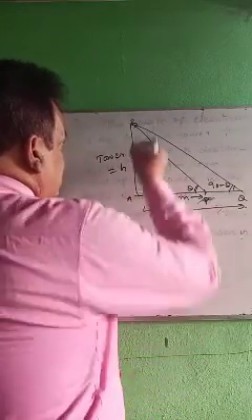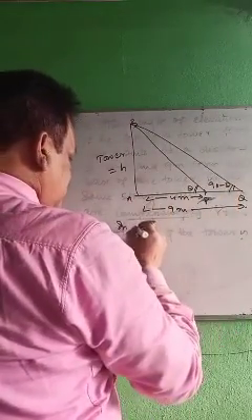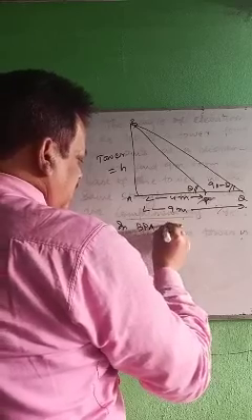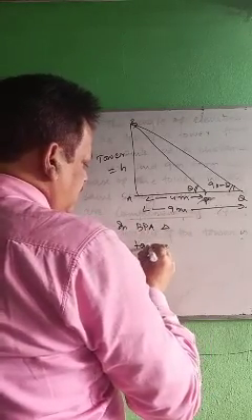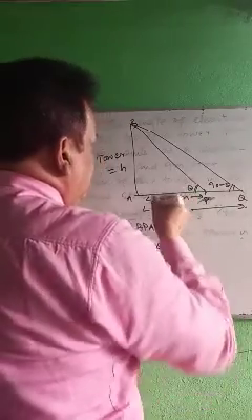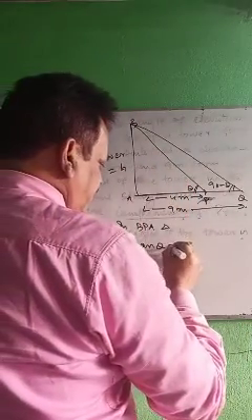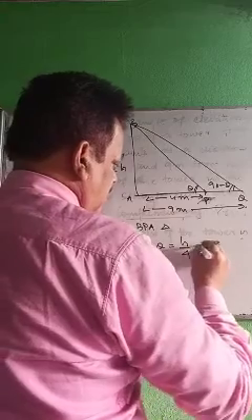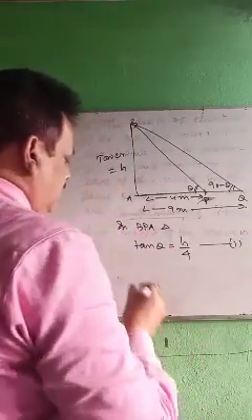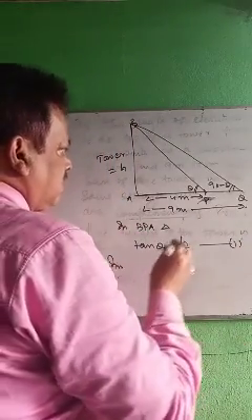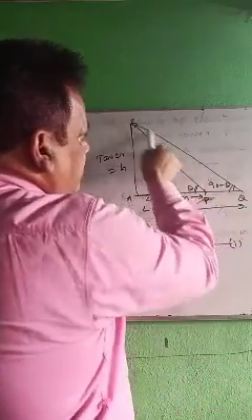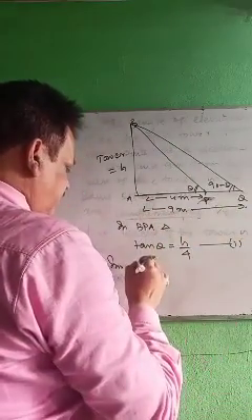In BPA triangle, tan theta, because I have taken angle as theta, perpendicular by base, that means h by 4. In which triangle I have to take? BQA triangle.